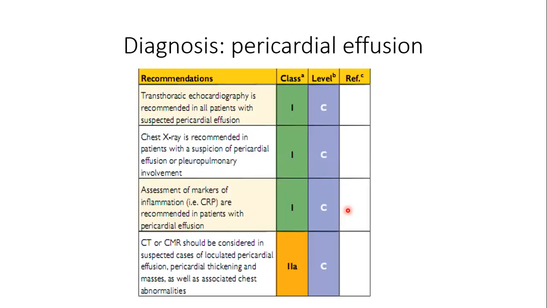Okay, so for diagnosis of pericardial effusion, transthoracic echocardiography is recommended, which is a class 1 recommendation. Chest X-ray is also recommended with a suspicion of pericardial effusion and pleural involvement. The CRP is also important for patients who have a pericardial effusion to help monitor them. The CT or magnetic resonance imaging could also be considered in suspected cases of loculated pericardial effusion, pericardial thickening, and masses, as well as associated chest abnormalities.